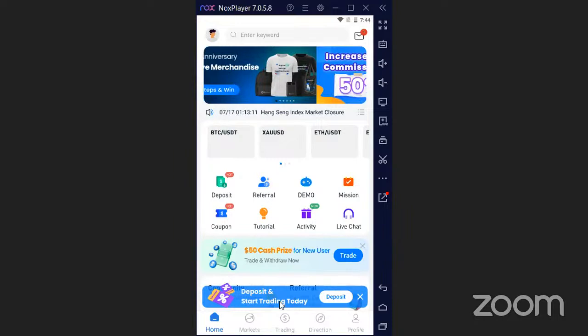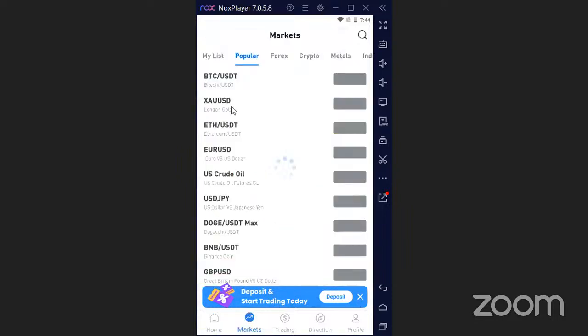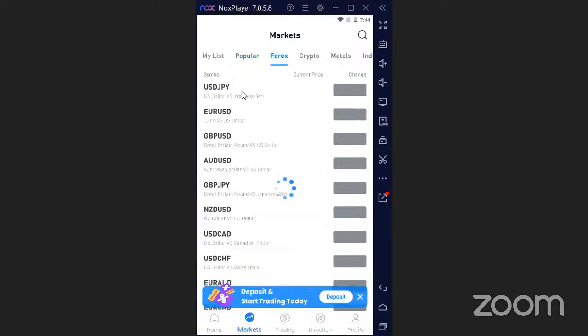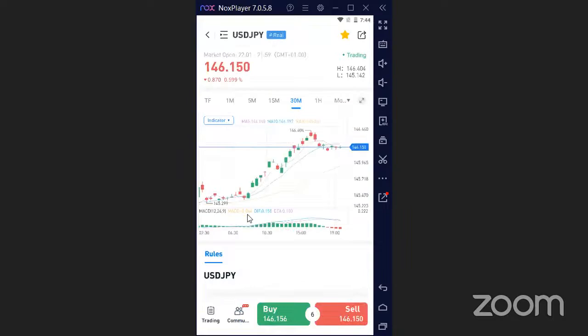Let's go to market, and let's just go to any forex pair. Let me show you what lot size is, how they look, and how to set them. Take for example, we want to buy this market or we want to sell this market. If you click on sell, or on any of these, it's going to bring a box out for you.